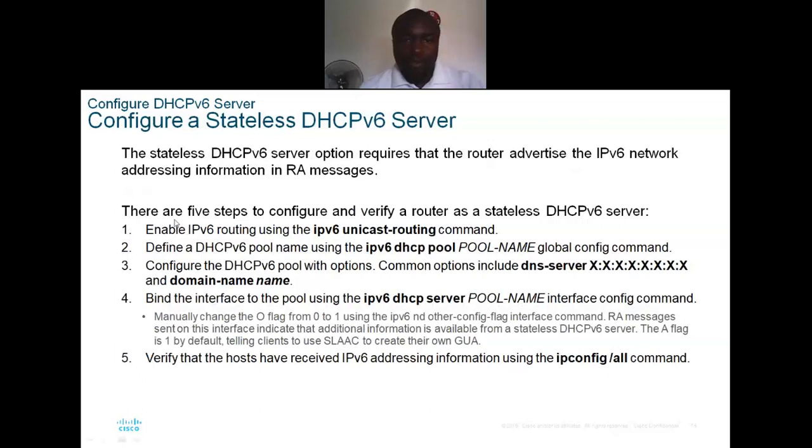These are the 5 steps to configure and verify a router as a stateless server. First, enable the ipv6 unicast-routing command in global configuration mode, as we have seen earlier. Then define the pool name using ipv6 dhcp pool and give it a pool name, also in global configuration mode. Then configure the DHCP pool with options, common options like the DNS server, domain name, and things like that.